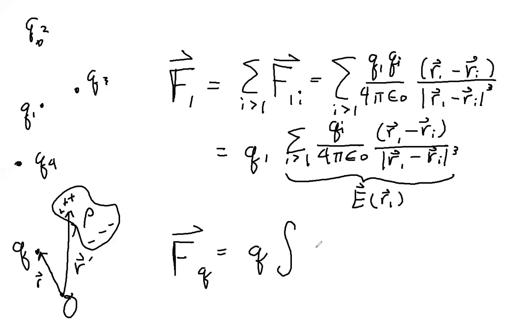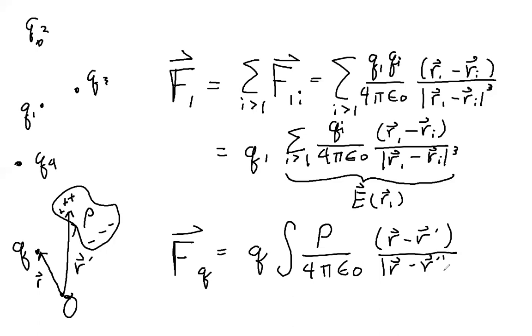So the force on charge Q is going to be the charge Q times, instead of a sum, an integral over the charge density over 4 pi epsilon naught. But now, instead of R1 minus Ri, we have R minus R prime over the magnitude of R minus R prime cubed. We have to integrate this expression over all possible values of R prime. Notice this rho is a function of R prime, not R. Rho has units of coulombs per meter cubed. The integration element has meter cubed, so this has the same units as before.